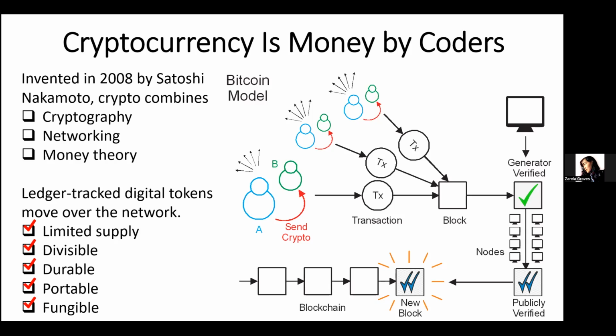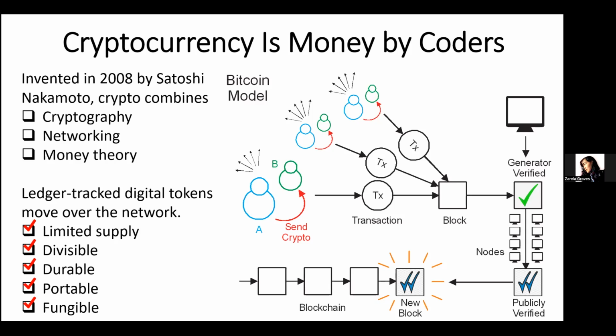What it does is make those units of account on the database satisfy the desirable properties of money. So it's limited supply. With Bitcoin, there's only ever going to be 21 million Bitcoin by design. It's divisible. You can have a fraction of a Bitcoin, up to one hundred millionth of a Bitcoin. So it's divisible pretty much as you'd want it.